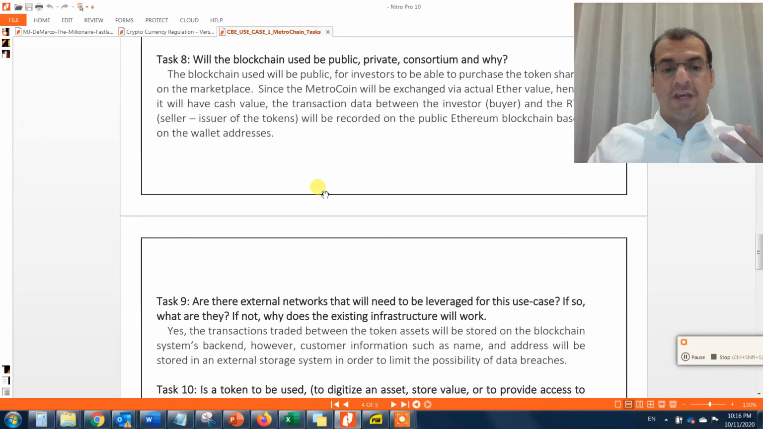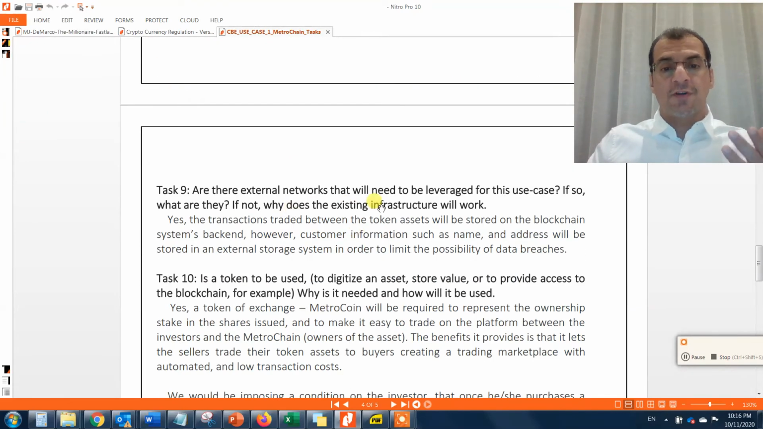Now, are there any external networks that will need to be leveraged for this use case? And if so, what are they? If not, why will the existing infrastructure work? Yes, transactions traded between the token assets will be stored on the blockchain system's backend. However, customer information such as the buyers and sellers of the tokens, their name and address, will be stored in an external storage system in order to limit the possibility of data breaches, right?